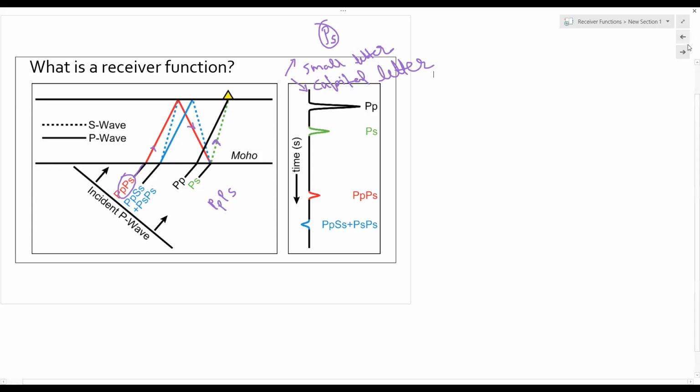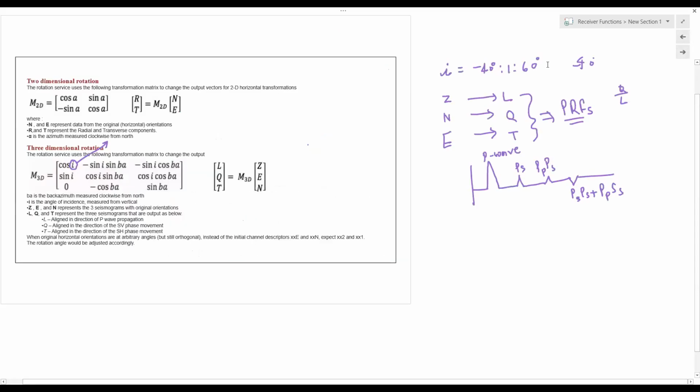So here, this is the direct phase, this is the converted phase, this is the multiple, and these are other multiples. This is basically a mix of two kinds of multiples, PSPS and PPSS, and these come at almost around the same time. So that is why it is written PSPS plus PPSS phase.